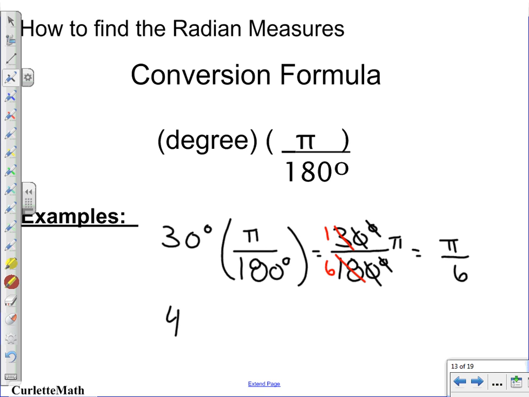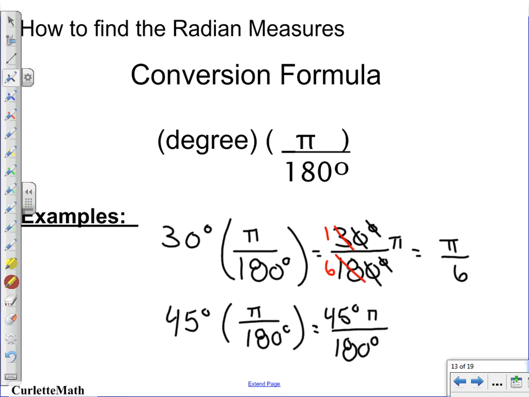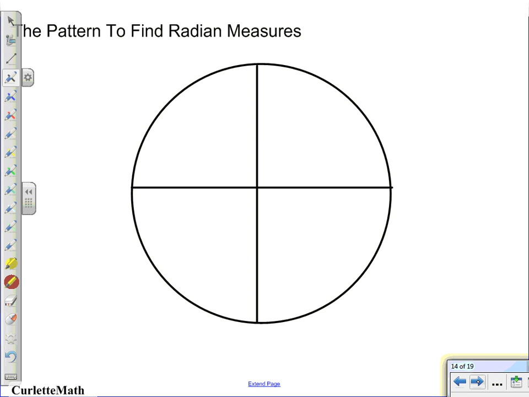If we took 45 degrees, we would multiply that by pi over 180, which would equal 45 degrees times pi divided by 180 degrees. Again, our degrees would cancel, and 45 goes into 180 4 times, so we'd have pi over 4. We could go through all of those angles this way and keep going through them, but that would be a long process each time.